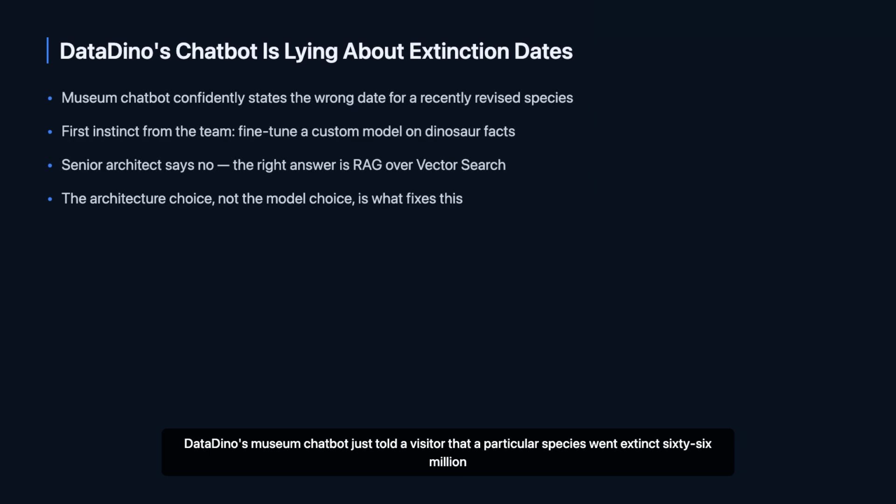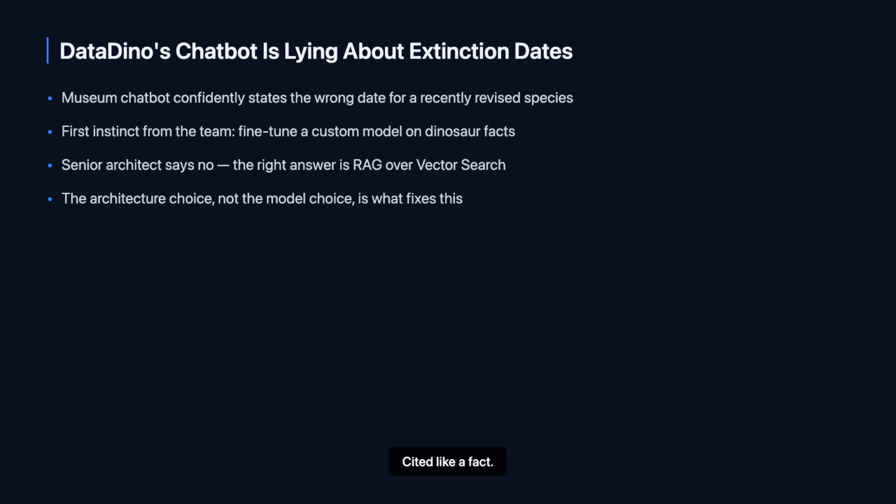DataDino's museum chatbot just told a visitor that a particular species went extinct 66 million years ago, confidently, cited like a fact. Except the paleontology team revised that date last month based on new fossil evidence, and the chatbot has no idea. The team's first instinct is the wrong one.